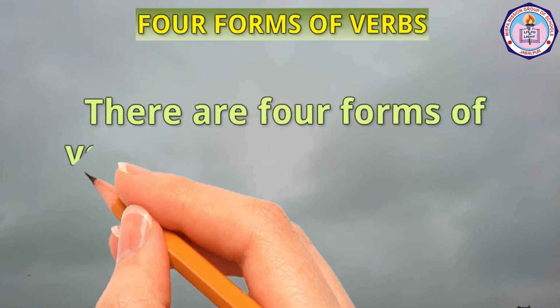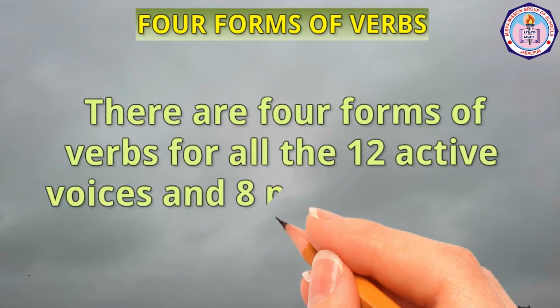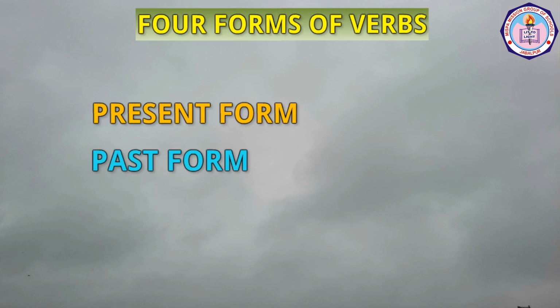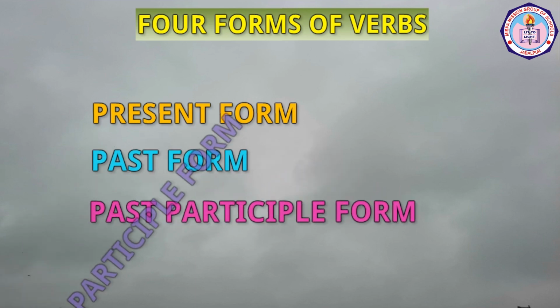As we have seen earlier, there are 4 forms of verbs for all the 12 active voices and 8 passive voices. They are present form, past form, past participle form, and present participle form.